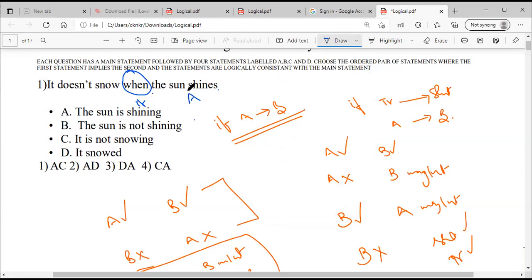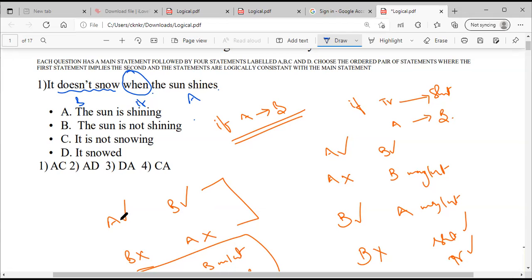Your A is sun shines. Your B is doesn't snow. All of you okay? I said there are only two logics possible, assured logics. It doesn't mean that other logics are not followed. Other logics are possible, but they are may or may not cases. Assured are only two here.